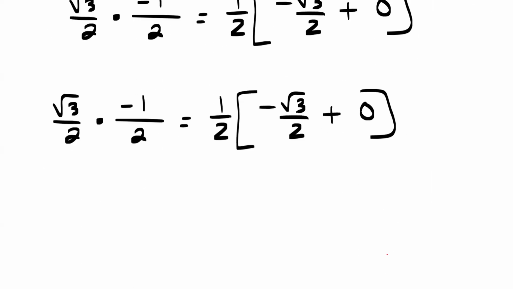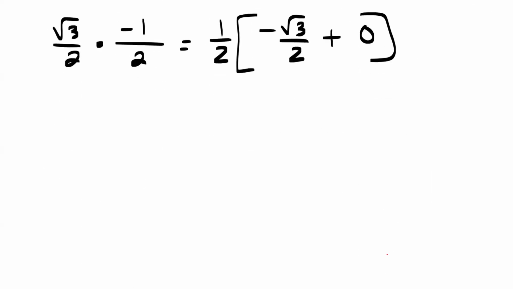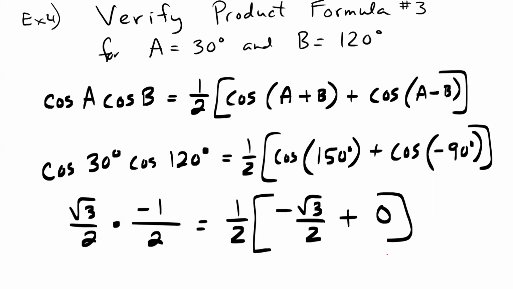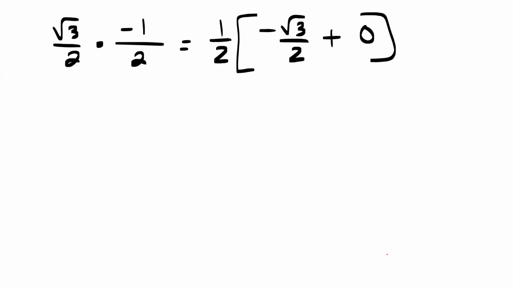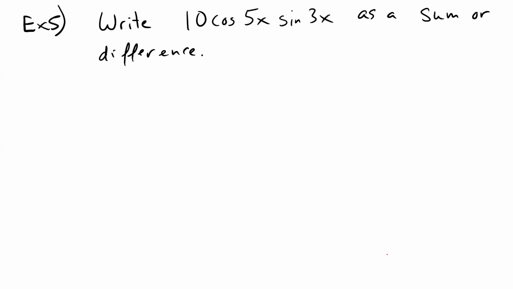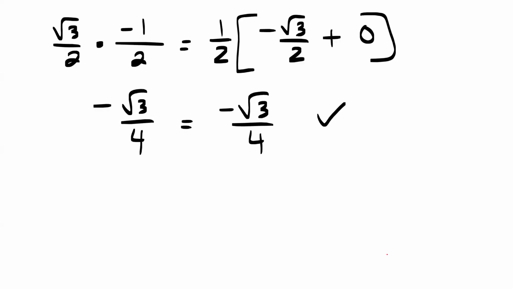Okay, and then look at that. That's kind of cool. I just kept the same numbers. Okay, and we're going to multiply this guy together. So negative root 3 over 4. Are we good there? And this is going to be negative root 3 over 4. They matched. We are good. We have just verified the formula. We good?